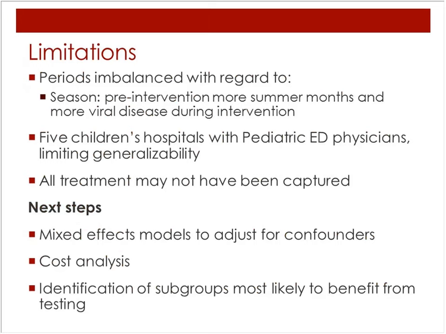So our next steps are to conduct mixed effect models to adjust for confounders that may have masked an actual association or falsely demonstrated an apparent association. Cost analysis, so looking at the impact of the GI panel on the overall hospital costs, and then identification of subgroups that most likely could benefit from testing.